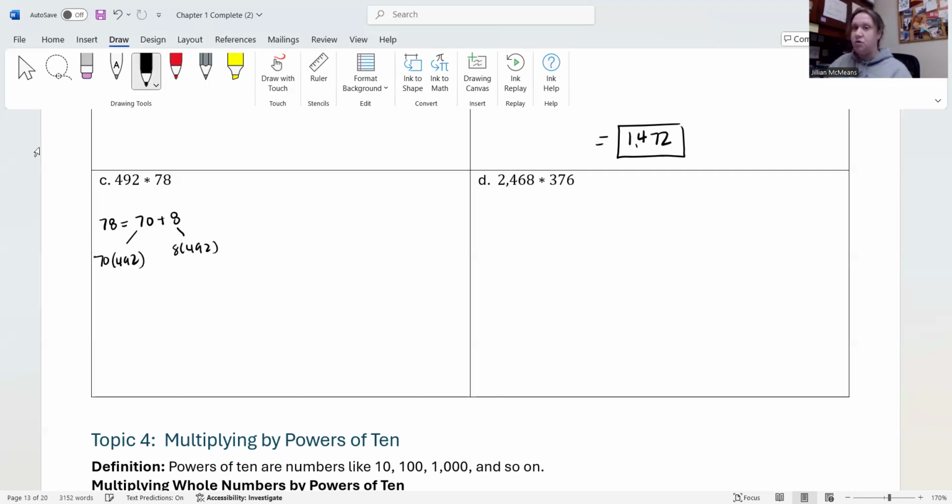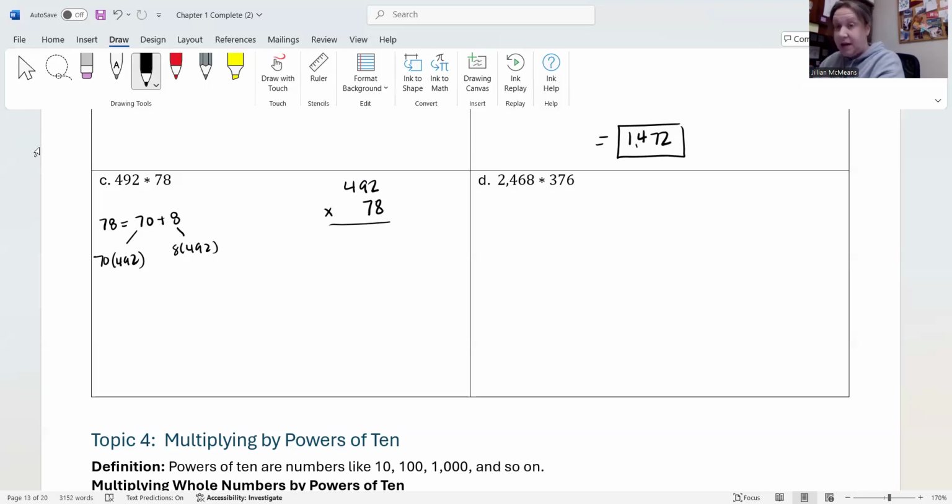And this is where we really get the shortcut, is that 70 times 492. So that's what's creating our partial products. You don't have to do that work, though. We're going to do it all in this process that I'm getting ready to write out. So let's start by writing this out vertically. We have 492 times 78. And I'm going to start with the 8.